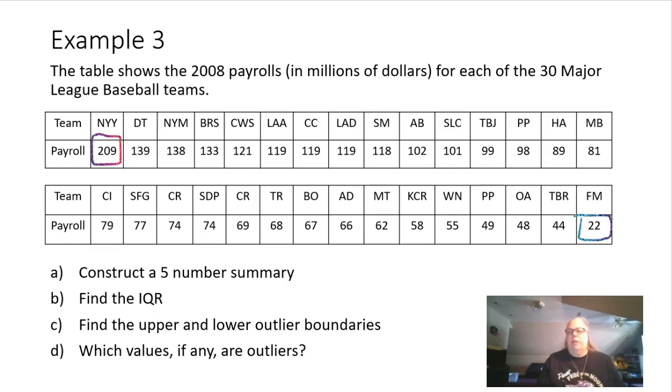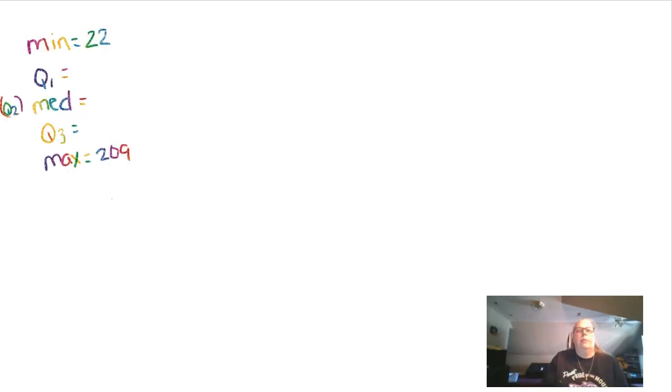All right, now let's get the median first, because it's easier to find Q1 and Q3 if we know where Q2 is located. We know there are 30 data points, and if we divide that in half, that's going to give me 15. So the median is going to be located between number 15 and number 16. 1, 2, 3, 4, 5, 6, 7, 8, 9, 10, 11, 12, 13, 14, 15. So it's going to be in between 81 and this one right here, 79. So our median is going to be the average of 81 and 79, and that is going to give me 80.